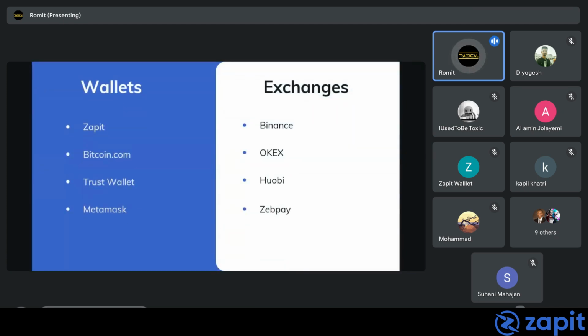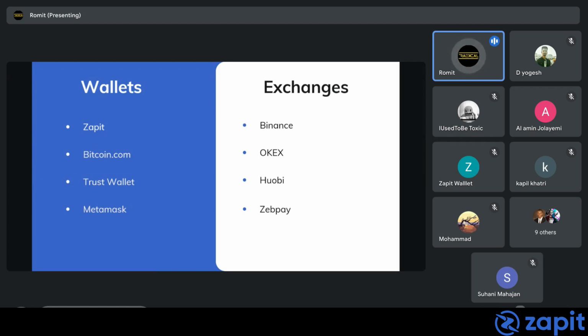So now I'll give you some examples for wallets and exchanges. If you're looking for a wallet, Zapit, what we have built, I would say is one of the best wallets in the market, at least now, because of all the features that we have. And we are also supporting multiple cryptocurrencies. But there are also other wallets, like the Bitcoin.com wallet is a good one. Trust Wallet is a good one. MetaMask is a bit more technical, but it's one of the most widely known wallets. So if you're a bit more technical, you could check out MetaMask as well.